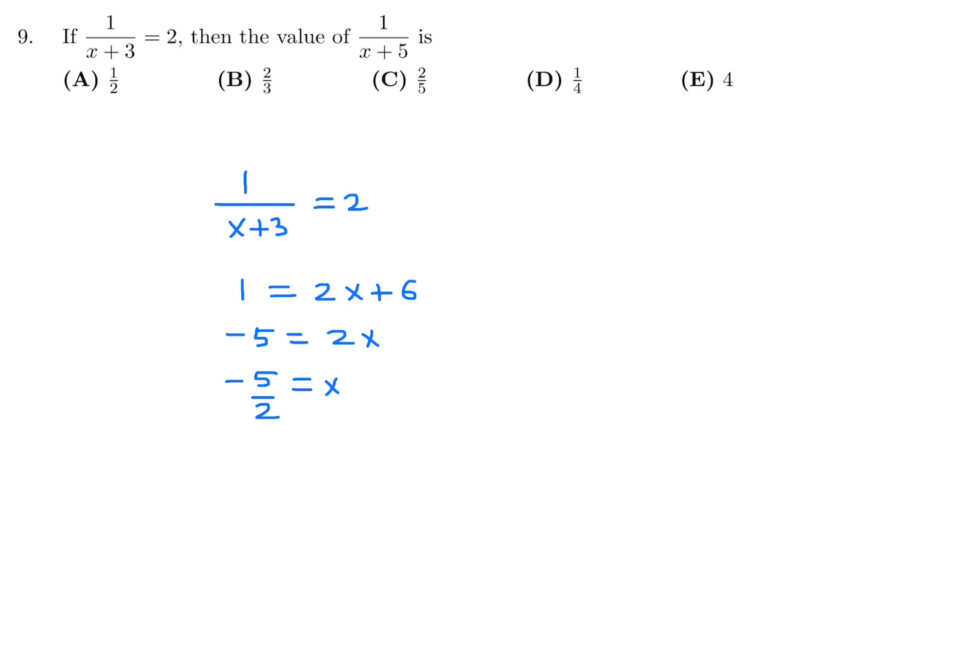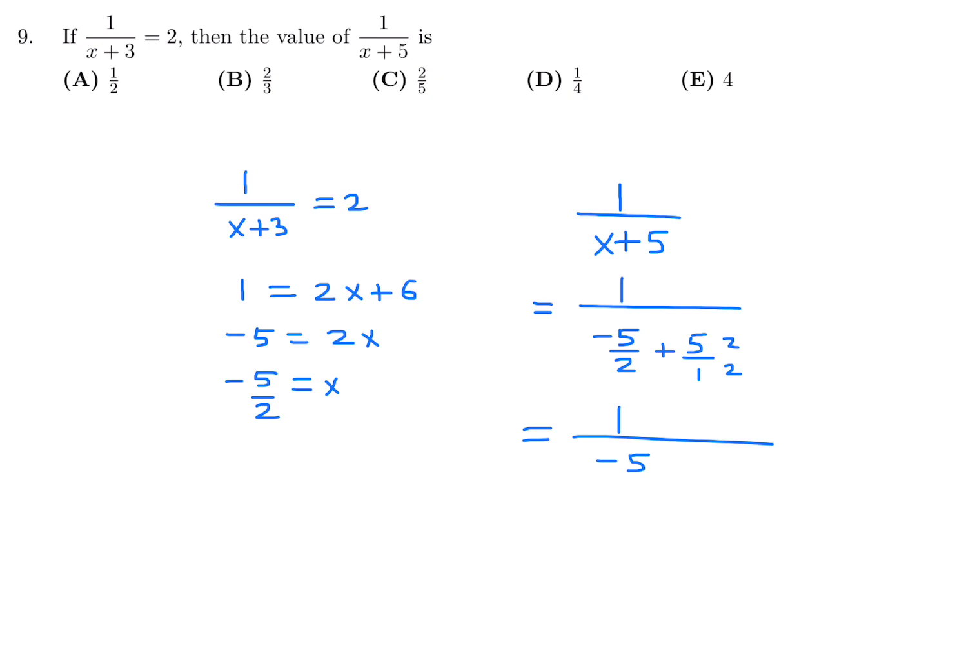Now we have to substitute that value of x back into this one, 1 over x plus 5. So we've got 1 over minus 5 over 2 plus 5. And get a common denominator, multiply top and bottom by 2. So we got 1 over minus 5 plus 10 over 2. So that would be 1 over 5 over 2. Invert and multiply, and you get 2 over 5. So number 9, the answer is C.